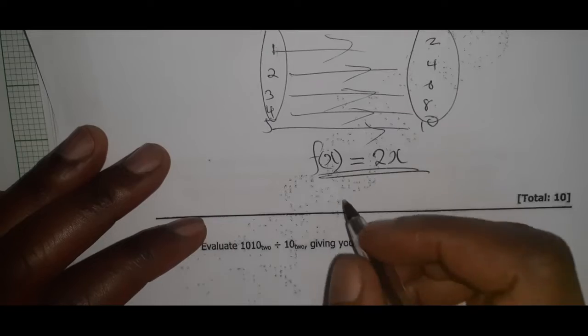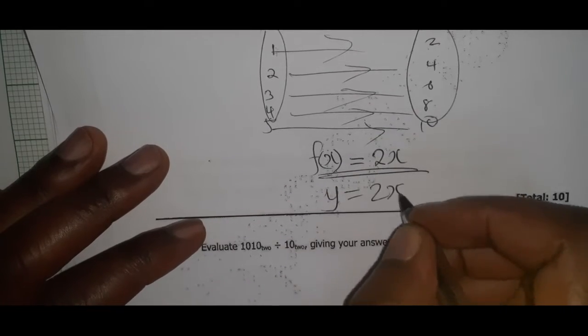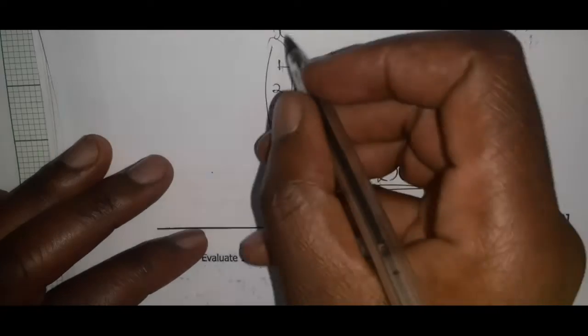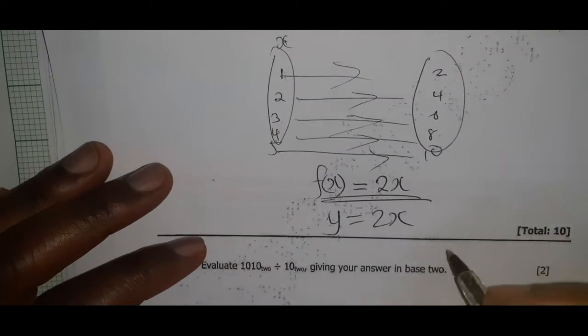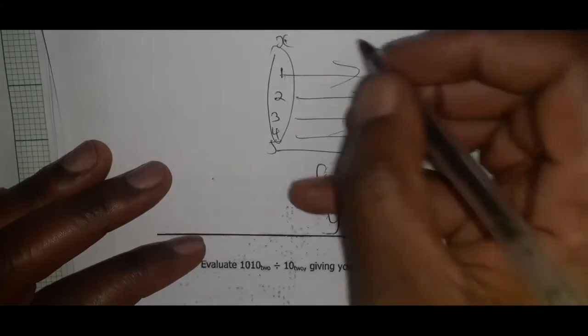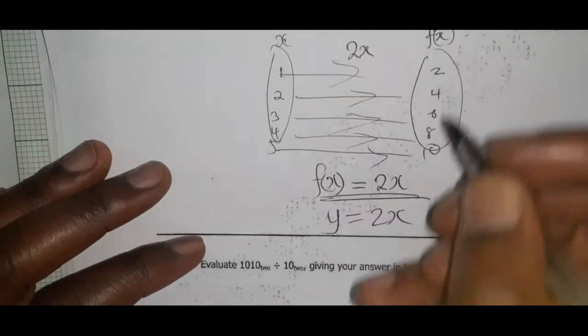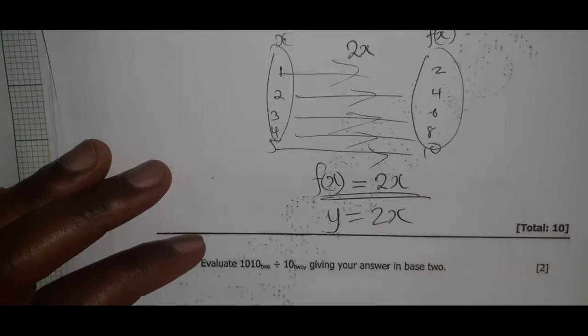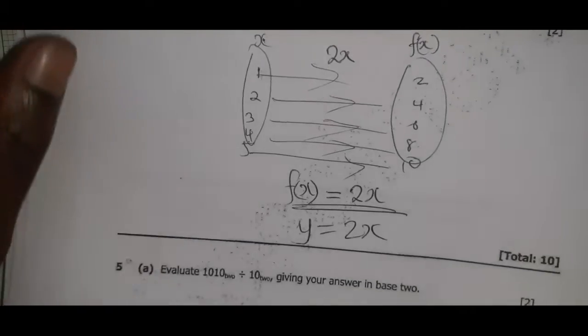Okay, someone maybe will write like y is equals to 2x. This is our x here. This is our x. Then this is like our f(x). Then here we have multiplied by 2. Then we get this side. What is this side here? All right.